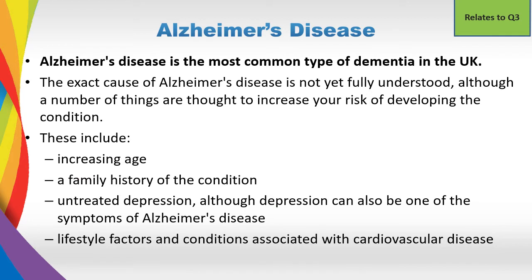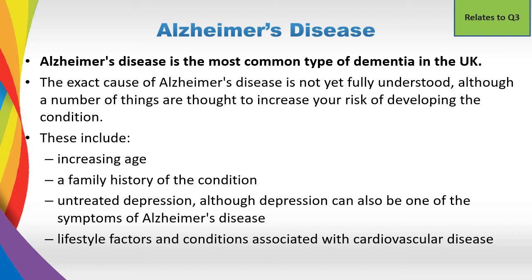Okay, so now we're going to have a look at Alzheimer's disease. So what is Alzheimer's disease? It is the most common type of dementia in the UK, but the exact cause of it is not fully understood. But there are quite a number of things that increase your risk of developing it. These include your age, getting older, if you've got a family history of the condition, untreated depression. Depression can be a symptom of Alzheimer's disease, but if you've got untreated depression, you're at higher risk of developing Alzheimer's disease. Lifestyle factors and conditions associated with cardiovascular disease.